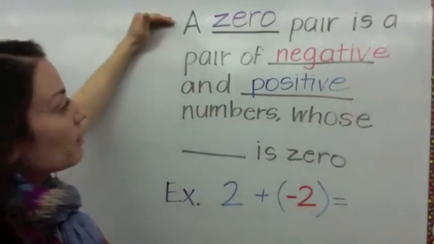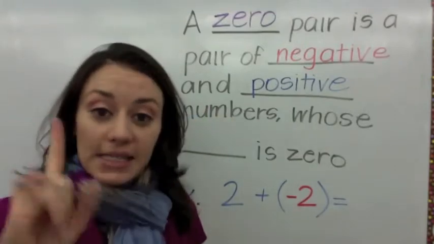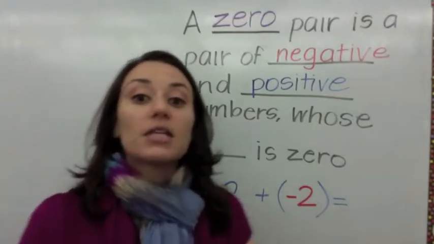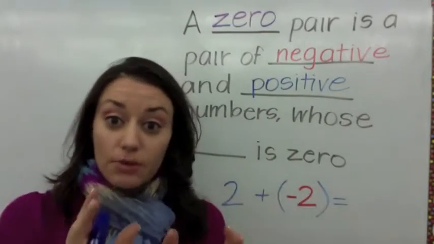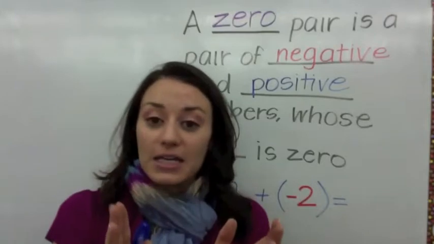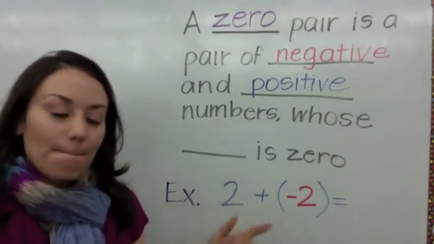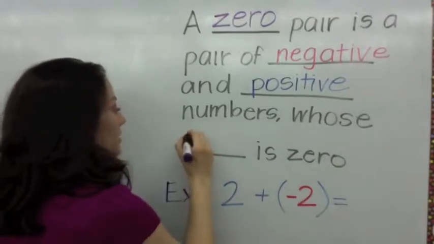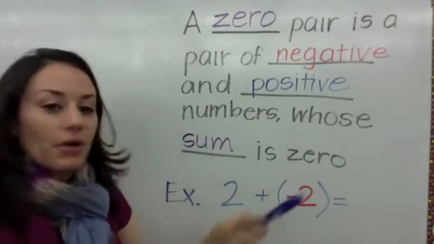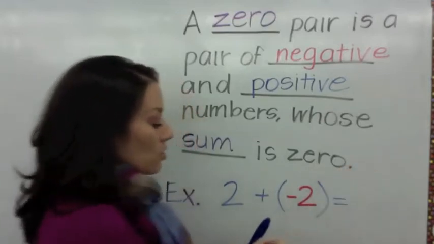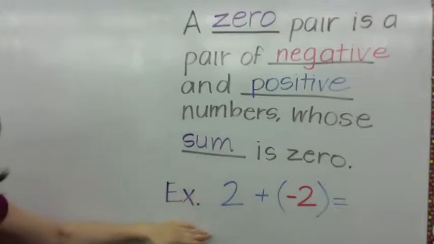So a zero pair is a pair of negative and positive numbers. It's the same number. The only difference is that one is positive and one is negative. If you add those numbers together, another word for add is sum. If you add them together, the sum, write sum please, is zero. And that's why it's called a zero pair. So go ahead and get this down. All right.